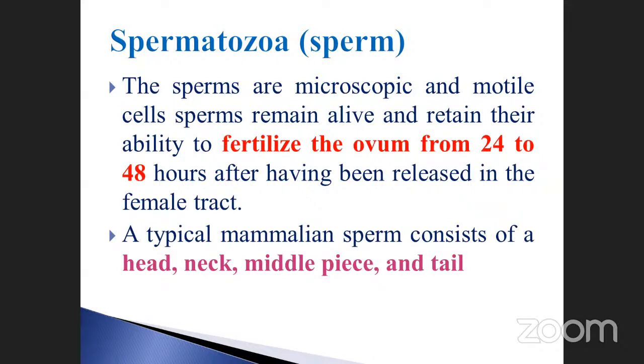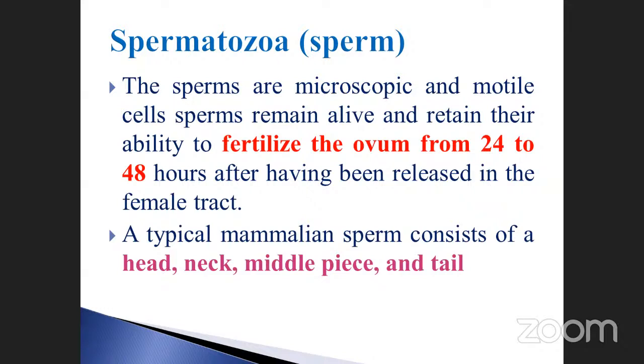The sperms are microscopic and motile cells. Sperm remain alive and retain their ability to fertilize the ovum for 24 to 48 hours, calculated as 2 days only after the ejaculation of the sperm from the male reproductive tract into the female reproductive tract. They can fertilize the ovum within 2 days, otherwise called 48 hours. Sometimes they may ask the question on an hours basis, and sometimes on a date basis.